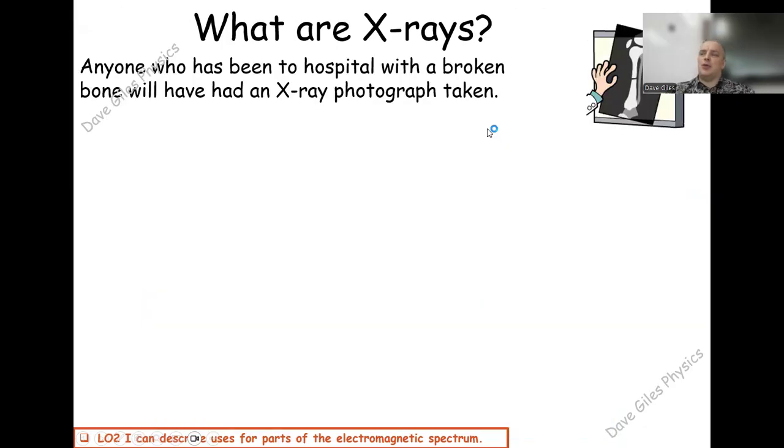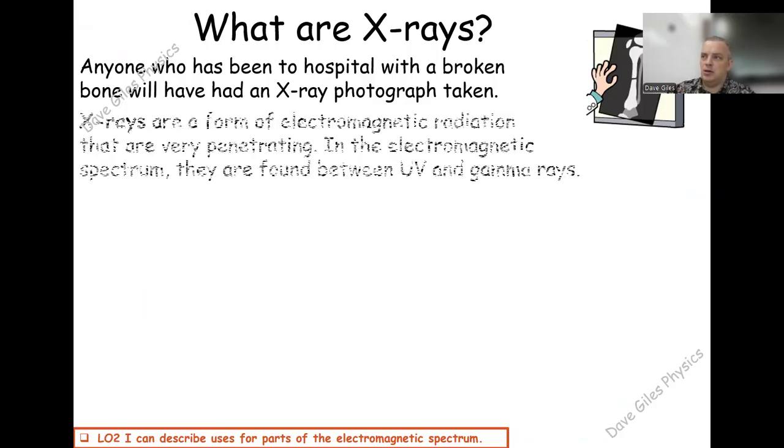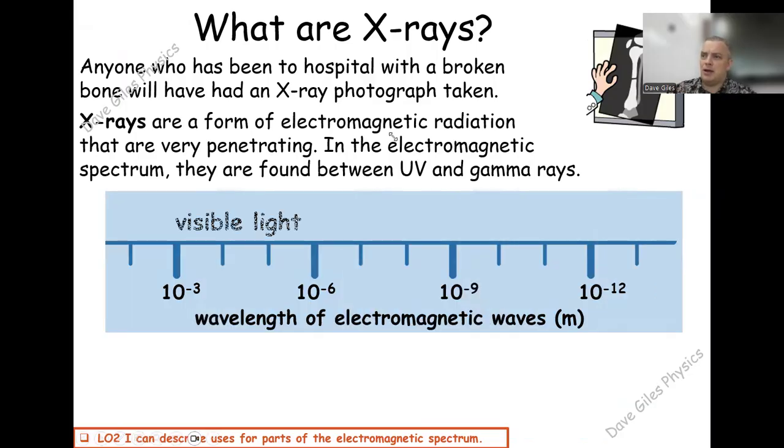And X-rays are next on the electromagnetic spectrum. If you've ever been to hospital with a broken bone, or even to the dentist for a tooth exam, the chances are you've had an X-ray at some point. They are part of the electromagnetic spectrum and are very penetrating. They are found between ultraviolet and gamma rays. So this is the order: visible light, ultraviolet, X-rays, then gamma rays.